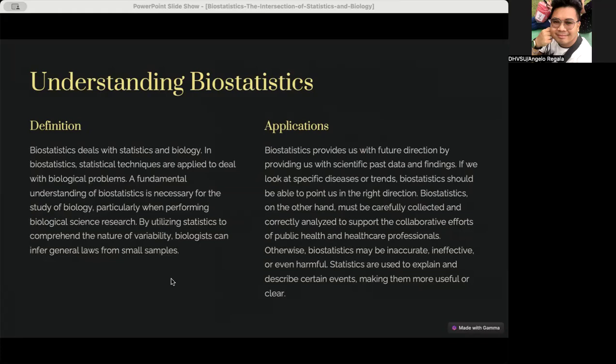for those specific diseases. On the other hand, when we have biostatistics, we must be carefully collecting and analyzing the data to support the collaborative efforts when we talk about public health and healthcare professionals. Otherwise, if we do not understand the nature of biostatistics, or what biostatistics is all about, it may be ineffective. It will be inaccurate and can even be harmful to others.